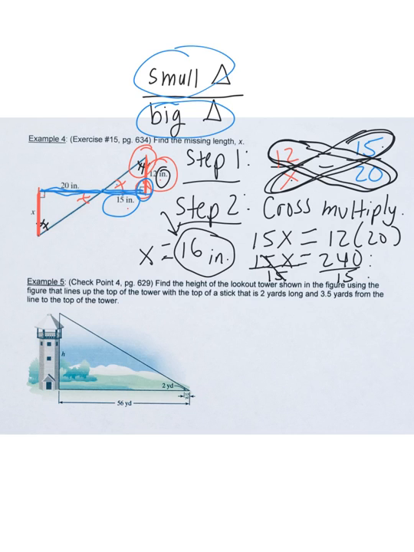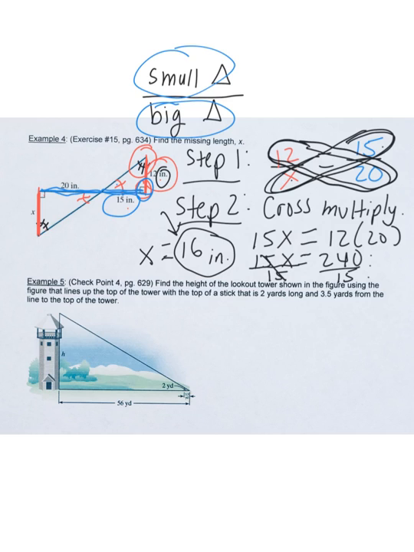Looking at example 5, it says find the height of the lookout tower shown in the figure using the figure that lines up the top of the tower with the top of a stick that is 2 yards long and 3.5 yards from the line to the top of the tower. And they did give us a picture as well, which helps.